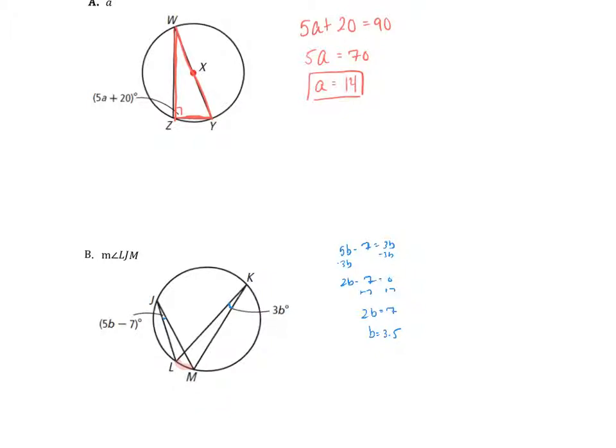And to find the measure of angle LJM, we're going to plug that back in. So it's 5 times 3.5 minus 7. So that's 15 and 2.5, 17.5 minus 7. So it's equal to 10.5. And that's the measure of angle LJM is equal to 10.5 degrees.